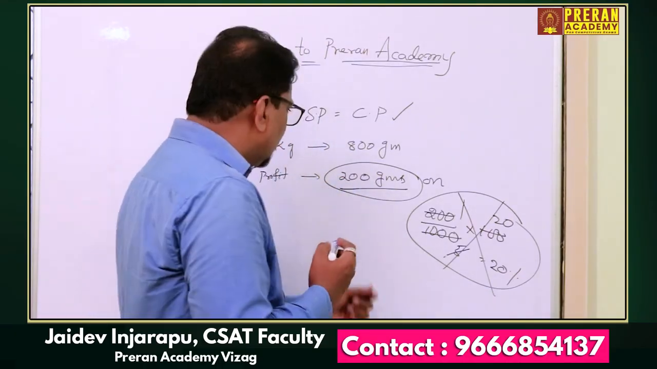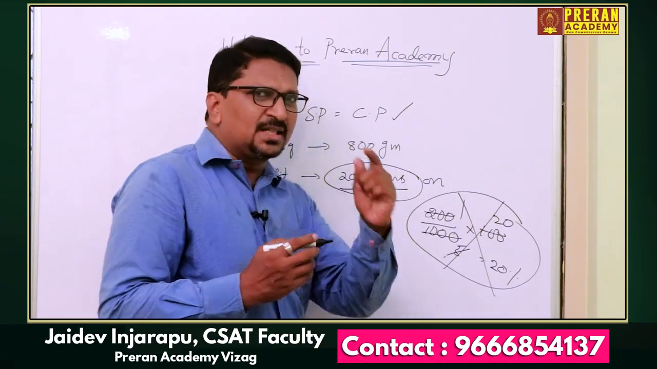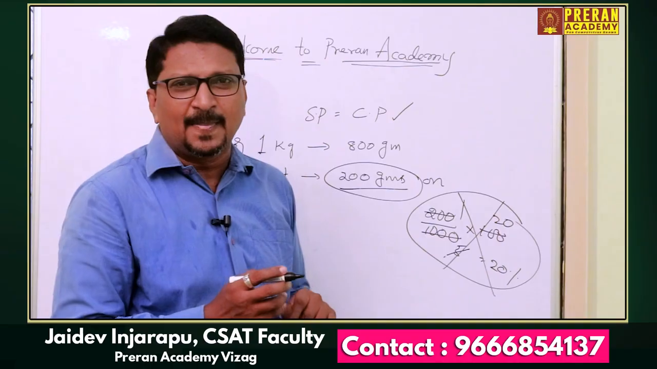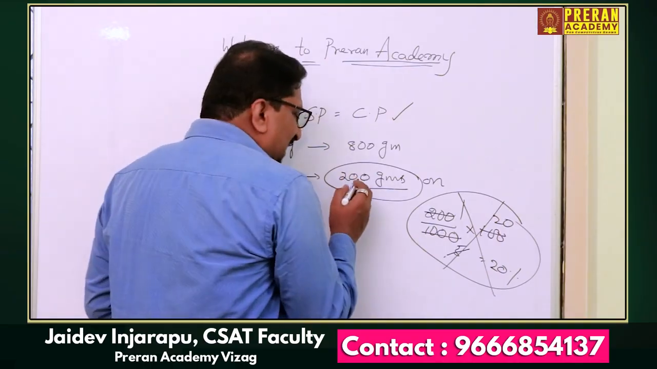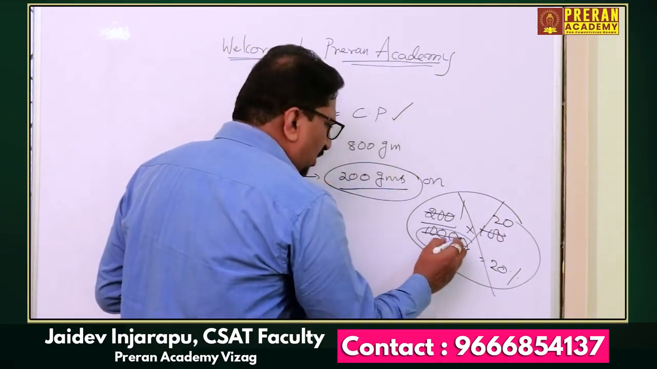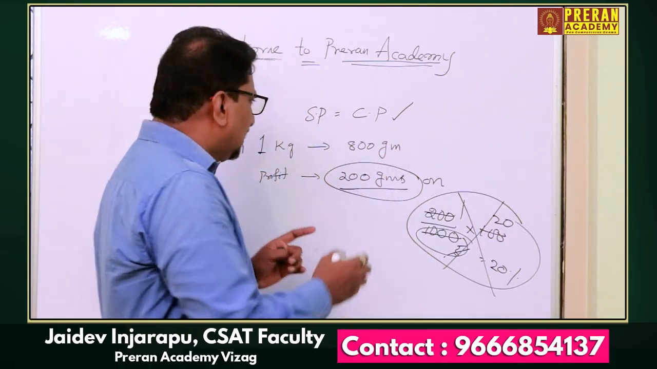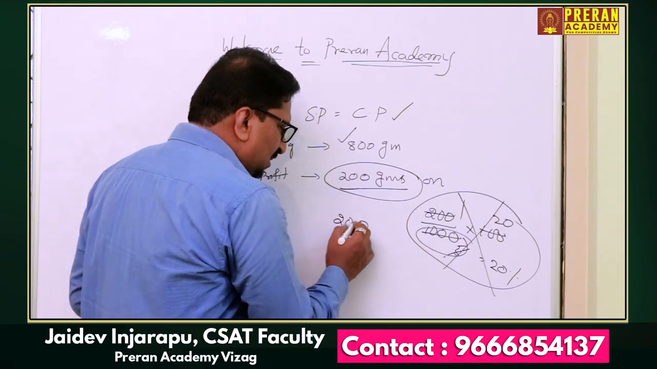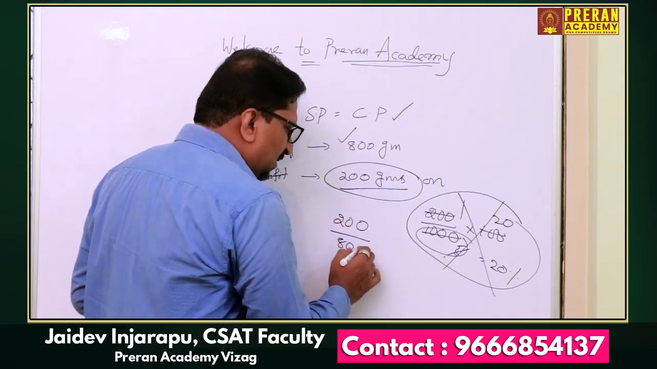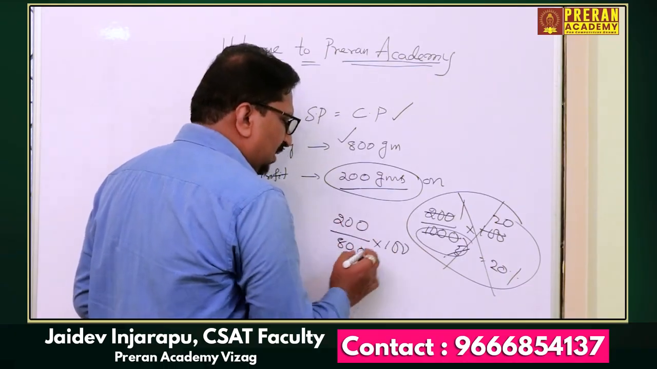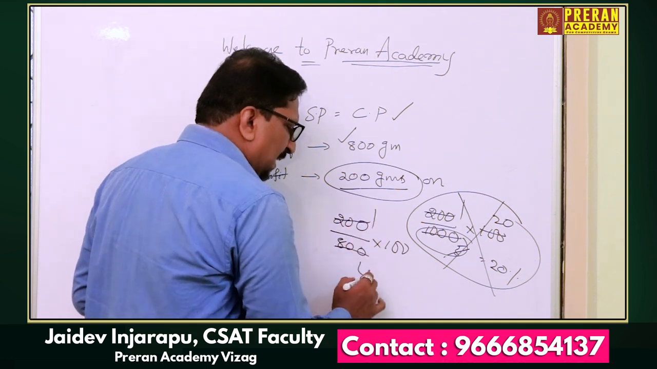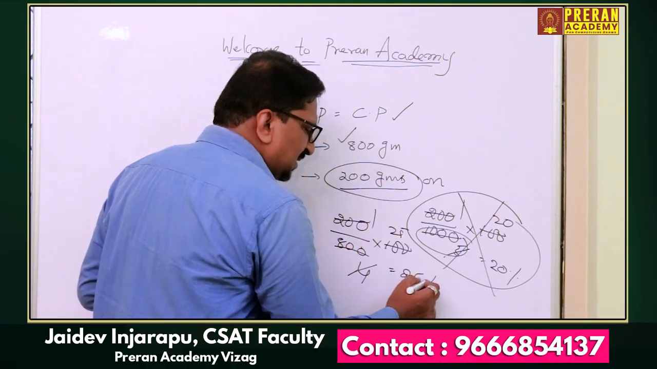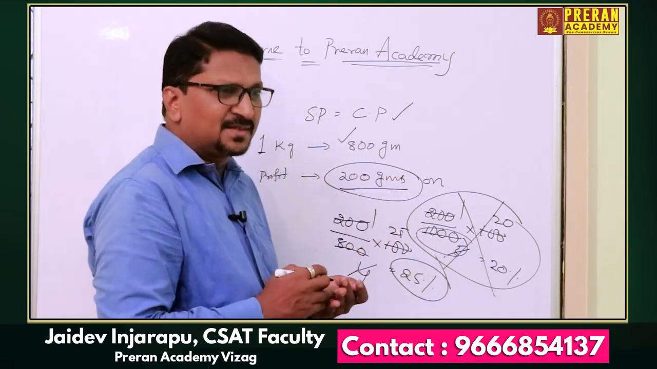Catch my point. He is getting 200 grams profit. That is correct. But what is his investment? Is he investing 1000 grams or 800 grams? He is investing only 800 grams. So 200 by 800 into 100. 4 times 25 is 100, so the actual profit percentage is 25%.